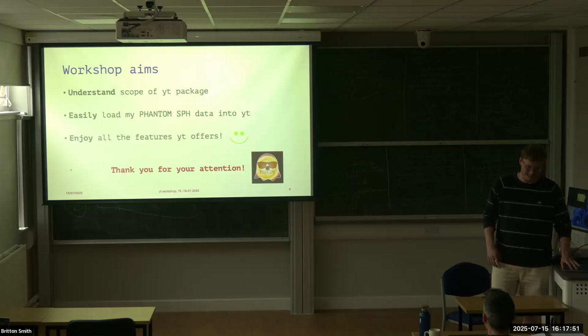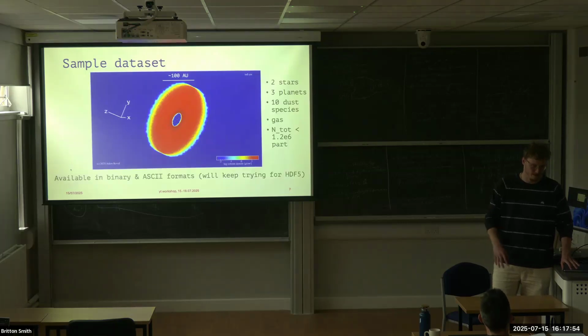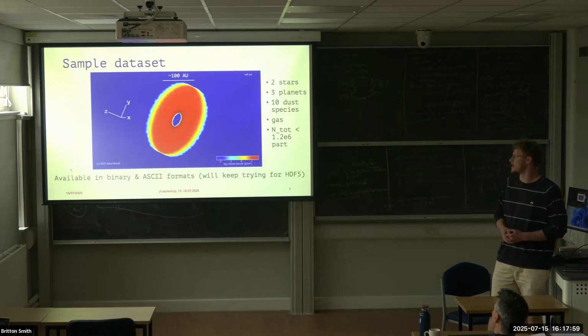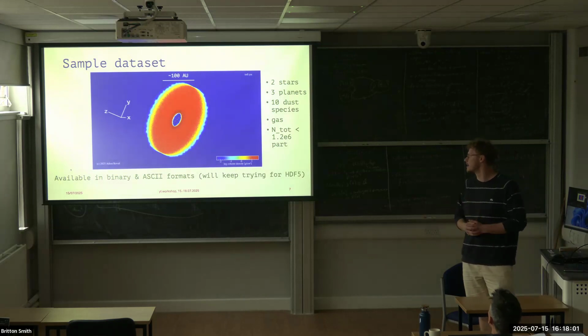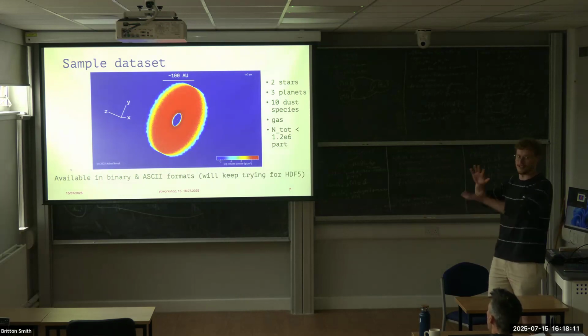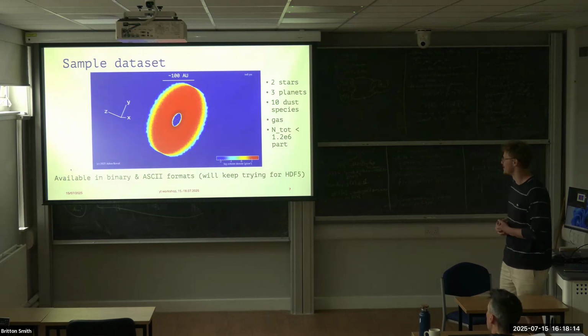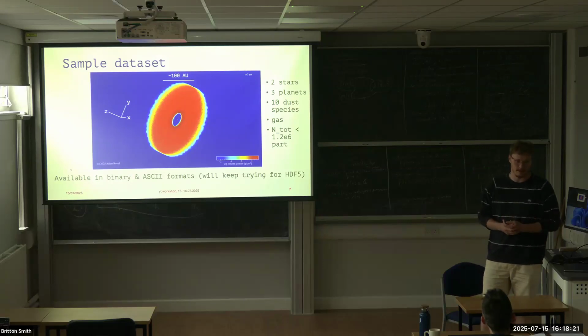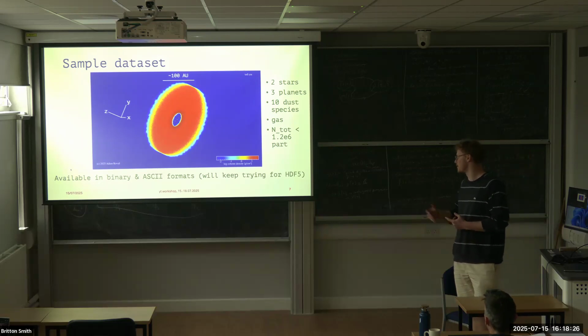I also brought a sample data set, which I didn't upload beforehand, but this is it. Essentially, it's a very simple disk with 10 species of dust and some gas, 3 planets, and 2 stars. We were talking about off-axis disks today. That's not off-axis, I just rotated it a little so it's more visually pleasing. There's a binary format available. Phantom is open source, so the read and write routines are available to look at. I've not personally yet, but I also have an ASCII format with me.